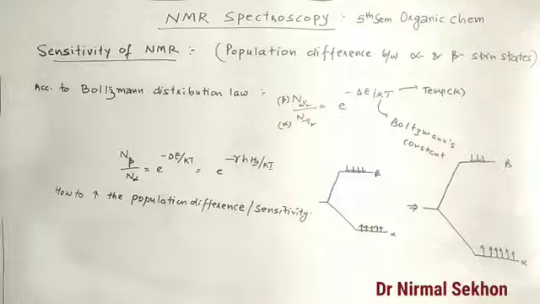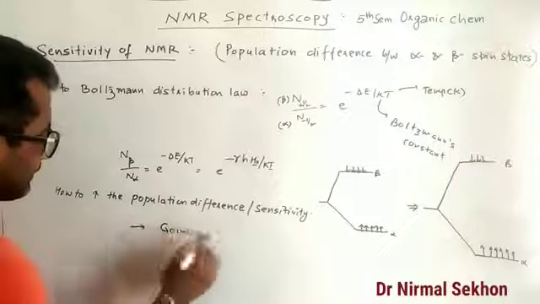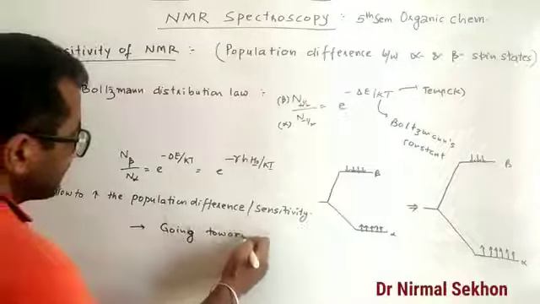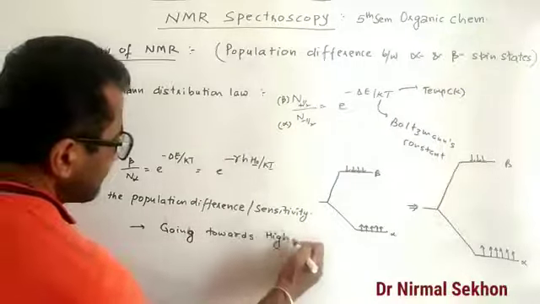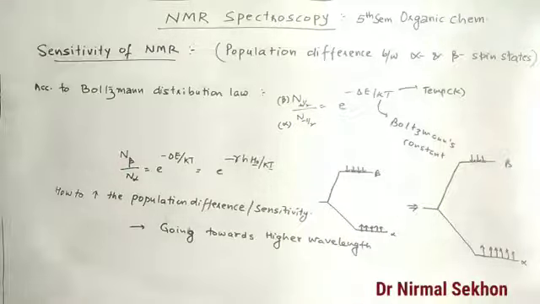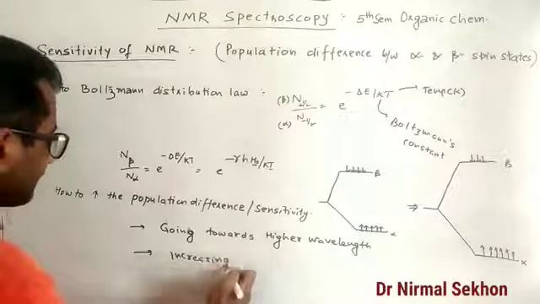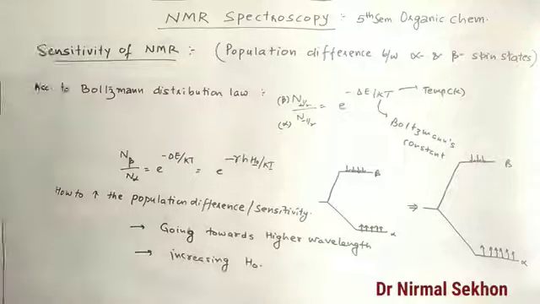So what else can we do to increase the population difference? First is going towards higher wavelength. Second is increasing the external magnetic field. What will happen when we increase the external magnetic field? The gap between the two energy levels increases.